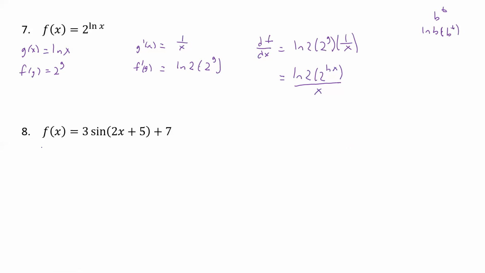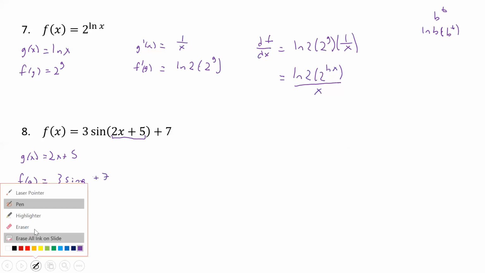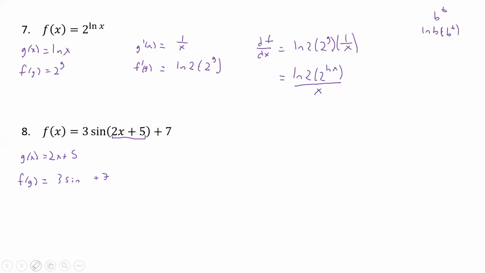All right, what about the next one? Well, here, when we have sines, remember that's what we're going to take for the inside function. And so that leaves our f(g) equal to 3 sin g, and then plus 7. And maybe I need to make it better, not a sing, I need sine g. It still looks like sing, but that's okay.